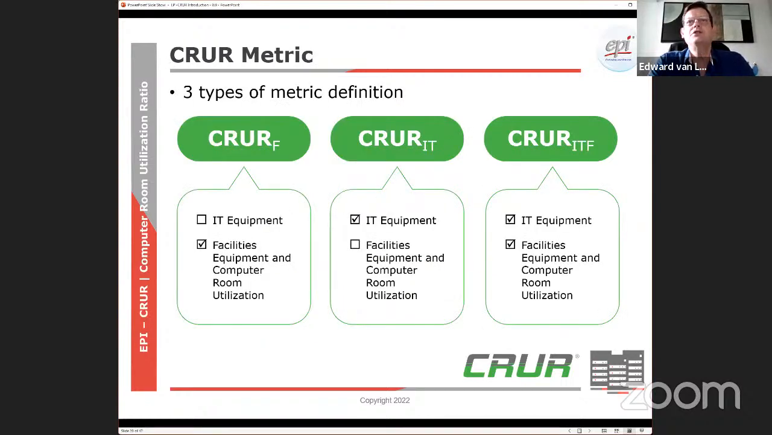Now, CRUR has been split into 3 different definitions, and the definition is still CRUR, but you can see there is a small subscript saying FIT or ITF.